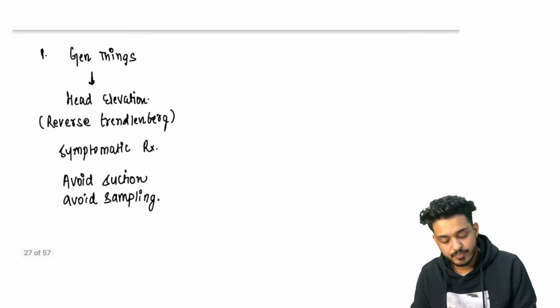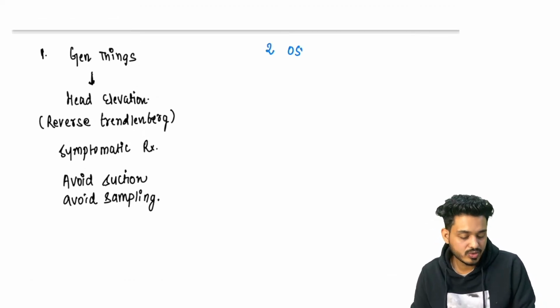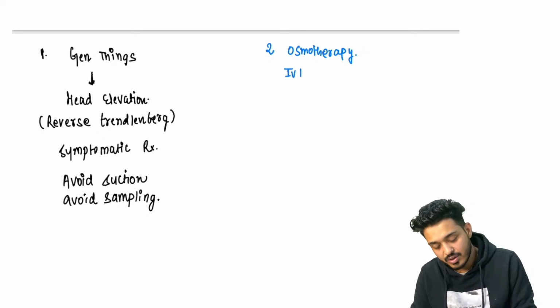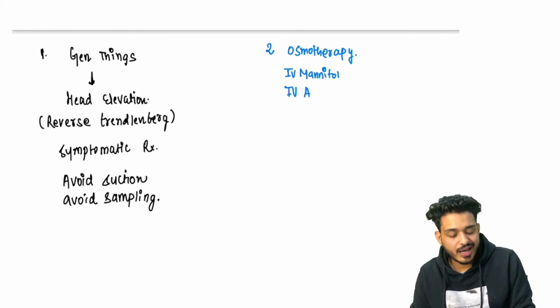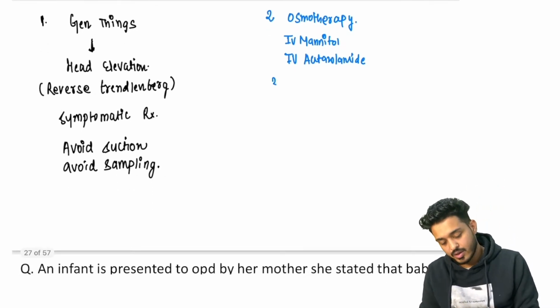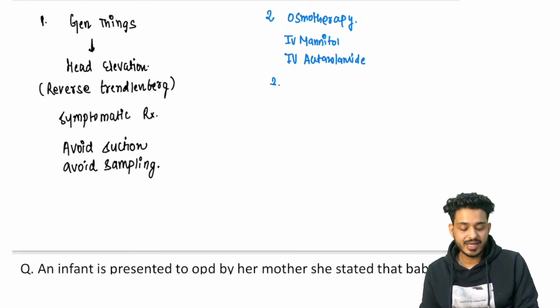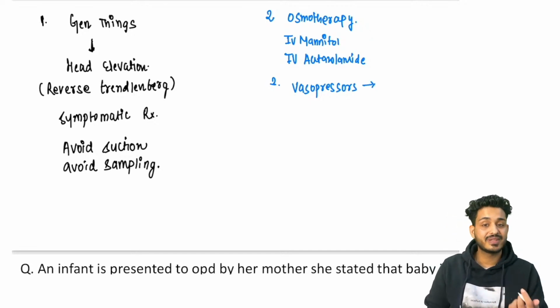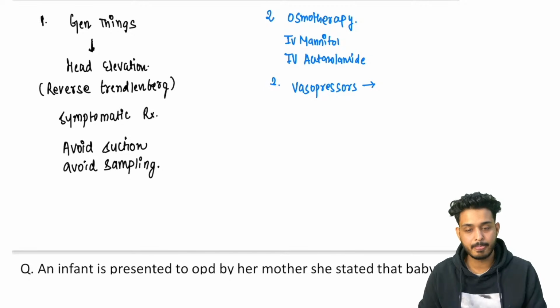Then what you need to do, you will be going for osmotherapy. What are the things we are going to use to decrease the pressure? We can use things like IV mannitol, very, very important, IV mannitol. We can also use IV acetazolamide. If there is a kidney problem, then mannitol should not be given, right? If the BP is low, you can increase the BP by vasopressors. What are vasopressors? Give me some example of a vasopressor, right?